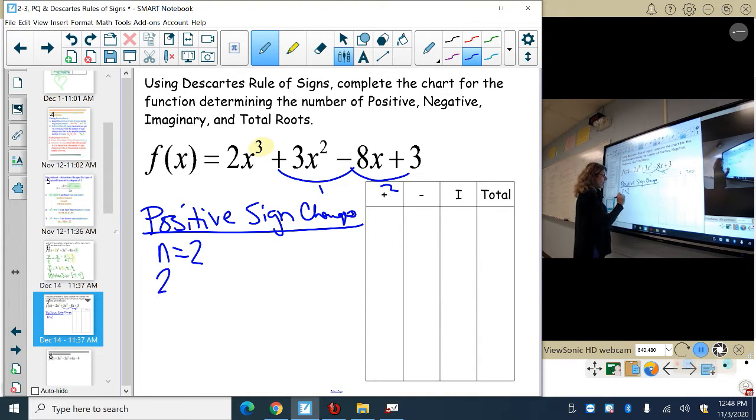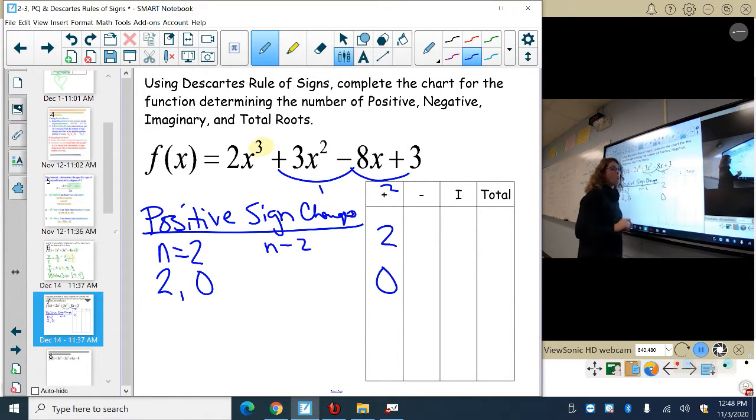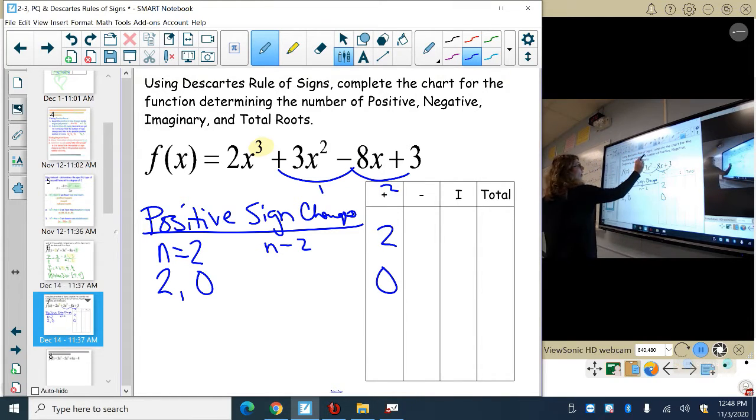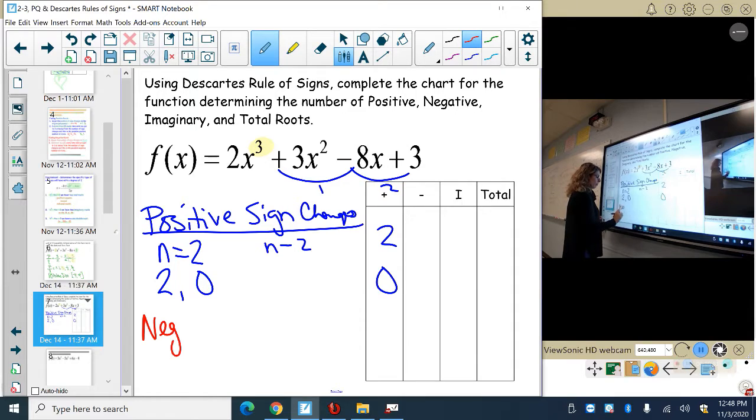So that means I can have 2 positive, or 2 minus 2, which is going to be 0. So I have to have 2 or 0 positive roots. Those are my options: 2 positive roots or 0 positive roots. Now, negative sign changes.